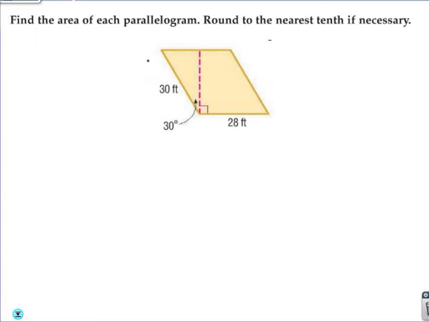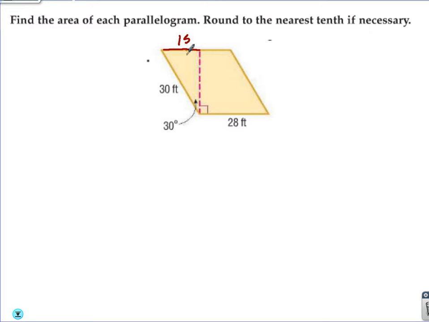Find the area of the parallelogram. I've thrown in several of these. Your homework sheet will have several as well, to where you're dealing with 30, 60, 90 triangles. Here you've got a hypotenuse. This is the shorter side. Somebody tell me what the shorter side will equal.